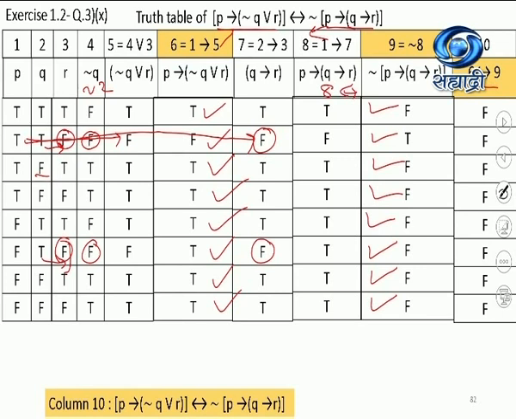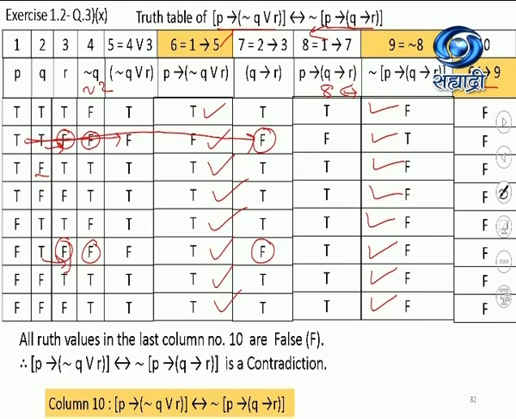It's not there, so I'm getting F. Entries in the last column are all false, and therefore, what do you see? What is the conclusion? That the given statement pattern is a contradiction. Please note, you must get all F. Conclusion with reasoning is going to give you 1 mark in the exam.